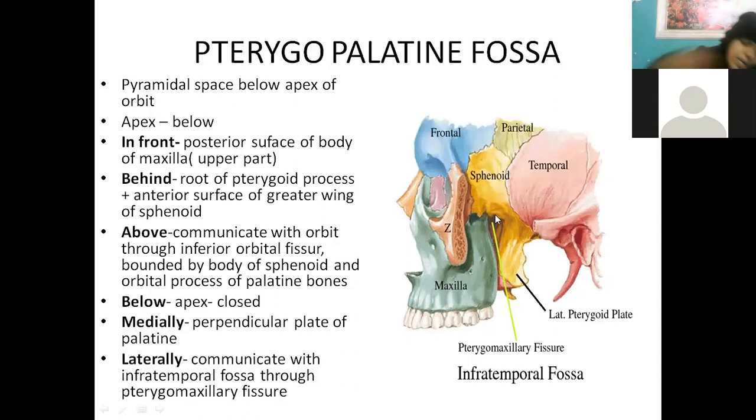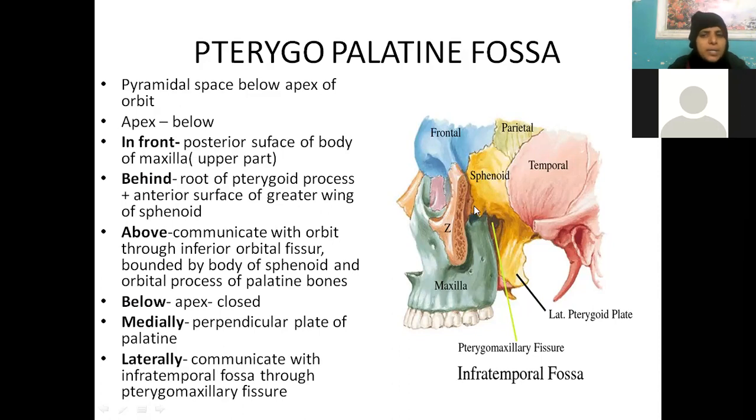That means if you go deep inside, you will see this pterygopalatine fossa. Here, showing the boundaries is very difficult, and you have to imagine things. It is a pyramidal space below the orbit; this side would be the apex of the orbit. So below the apex of the orbit, we have the pterygopalatine fossa. Anteriorly, in front, it is the posterior surface of the maxilla. Behind is the pterygoid process, the lateral pterygoid process, and also the greater wing of the sphenoid bone.